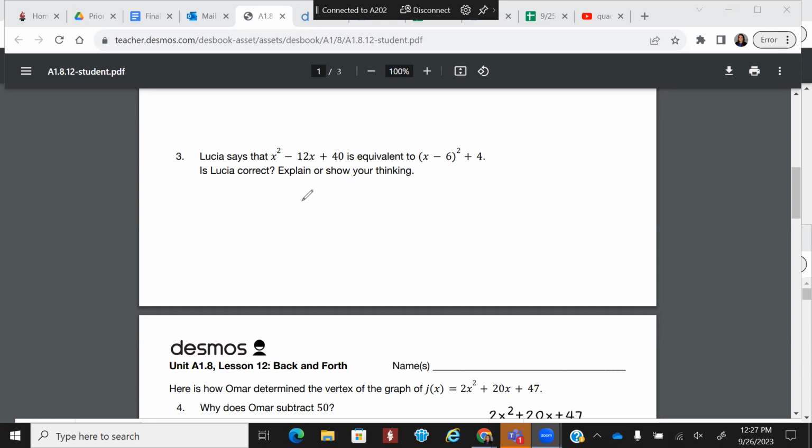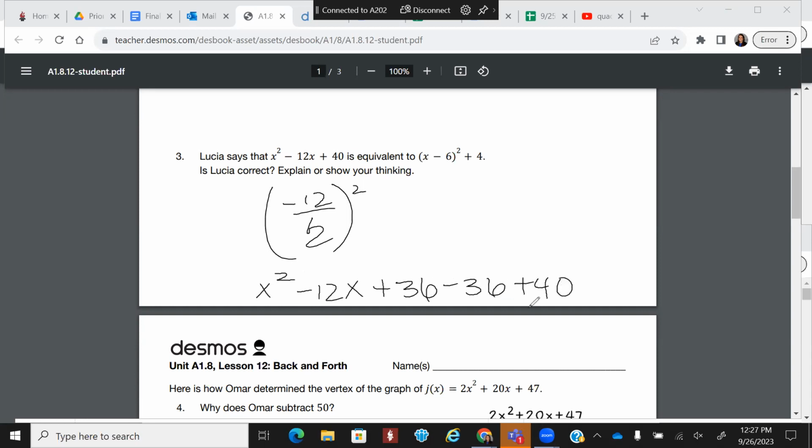So we're going to take b divided by 2 and then square it. So that should be 36. And then that's going to give me x squared minus 12x plus 36 minus 36 plus 40. Okay, now I'm going to factor this. That's going to give me x minus 6 squared. -36 plus 40 is 4. What's the vertex? This is going to be +6 and 4. We always do the opposite sign of the x value.